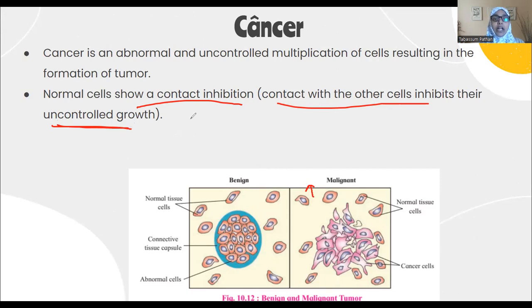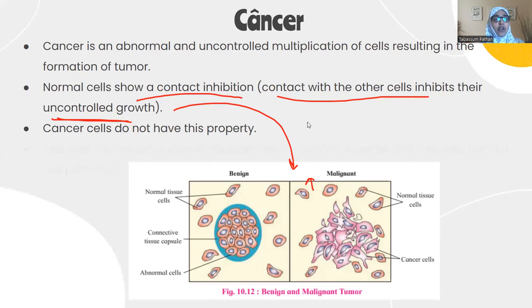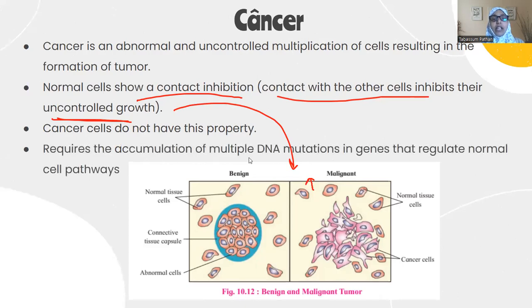This happens in normal condition, and in cancer condition, exactly the opposite happens. That is, the cells are not attached to one another. They will just spread and multiply and grow rapidly. So cancer cells will not have this property. They require the accumulation of multiple DNA mutations in the genes that regulate the normal cell pathways. This is because of genetic mutation that has occurred multiple times, and over a period of time, a significant amount of mutation has happened in a particular gene, which might lead to this uncontrolled division of cells, leading to cancer condition.